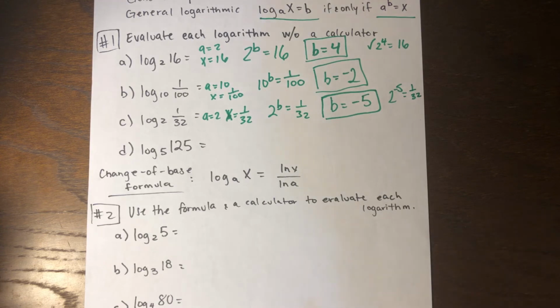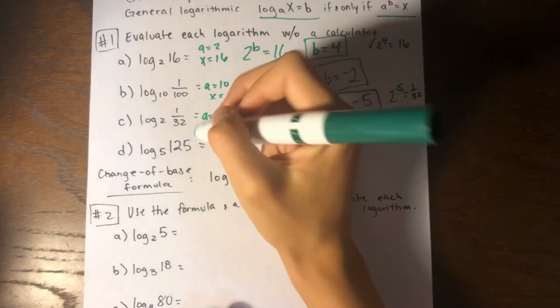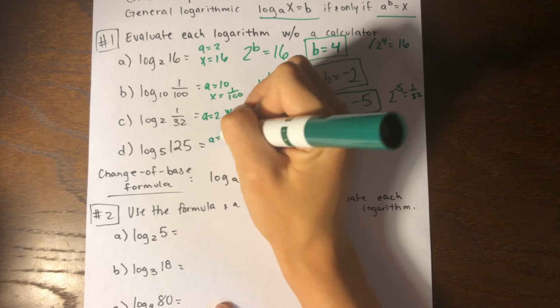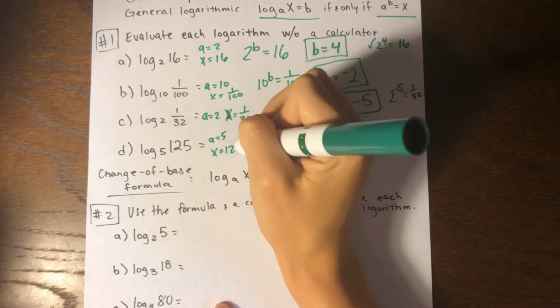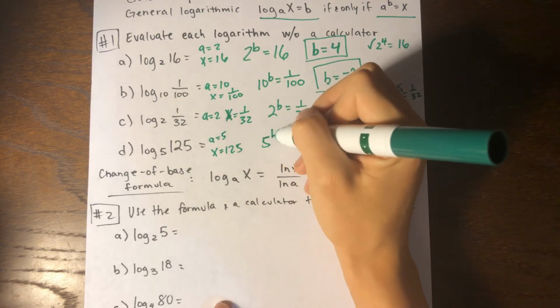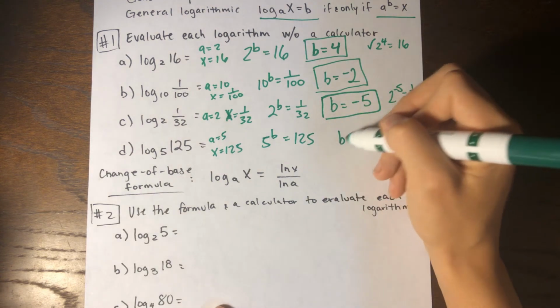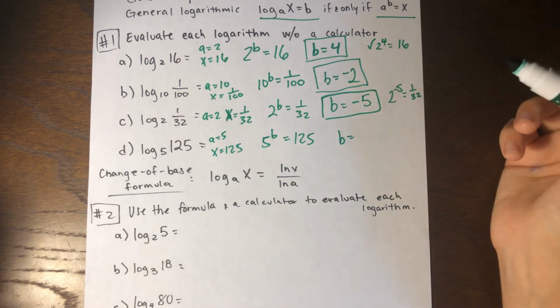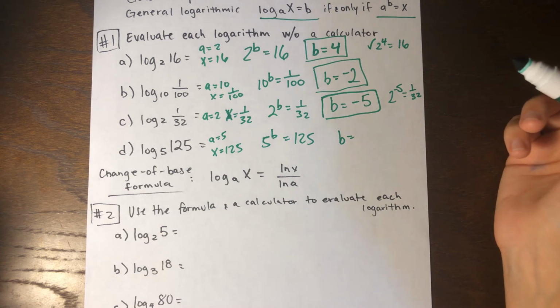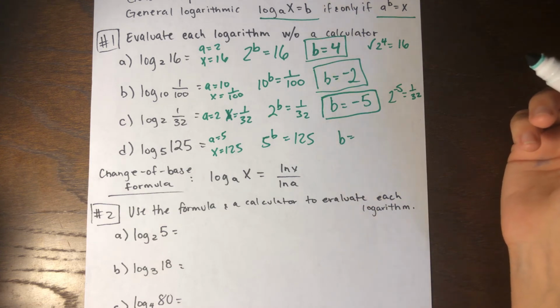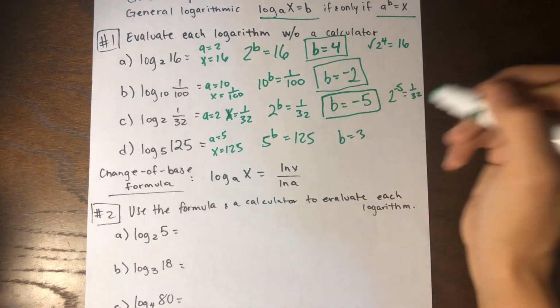Log with the base 5 of 125. So we have a is 5, x is 125. So 5 to the b equals 125. What power of 5 would give us 125? 5 times 5 is 25, 25 times 5 is 125, so it's 3 times. Third power.